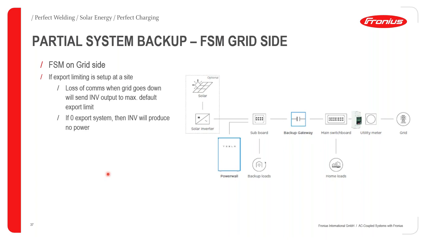Moving on to the next slide, if you're looking at the partial system backup, when the Fronius smart meter is on the grid side, if export limiting is set up at a site, loss of comms when the grid goes down will send the inverter up to maximum default export limits. If it is a zero export system, then the inverter will produce no power. So similar to the earlier slide.